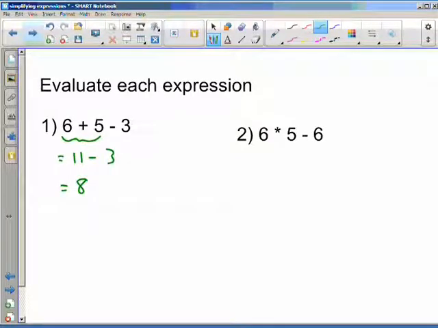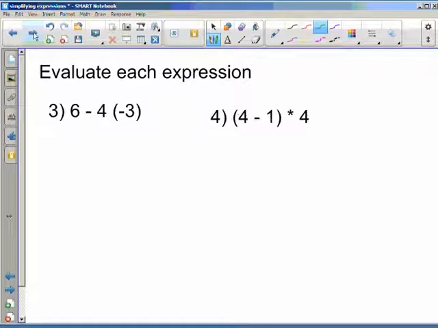Okay, order of operations says we're going to multiply first. That means we're going to do 30 minus 6, and that is 24. I hope you got that. Evaluating here, I'll do number 3.